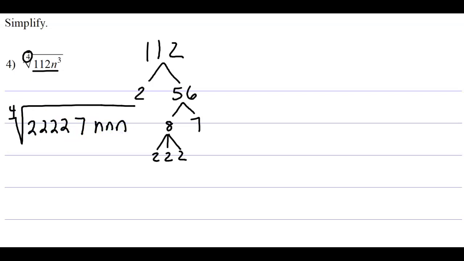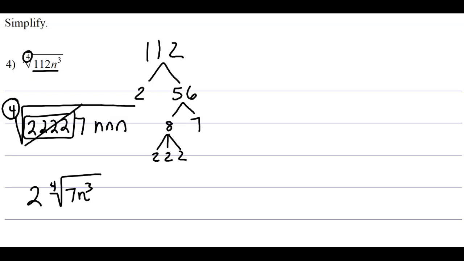And now for me to apply this root, we're looking for a number that's being multiplied by itself 4 times. And for every number like that, we can take it out of the root. So in this case, I have a group of four 2s being multiplied by itself. And so I can write a 2 on the outside of the radical this time. And then I have a 7 and three n's left on the inside. None of those come out. So we're just going to leave it like that now.